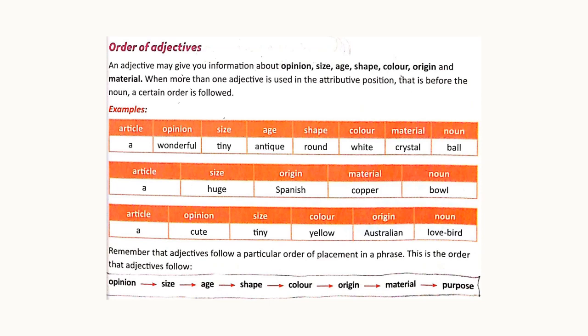For example, see the chart. A wonderful, tiny, antique, round, white crystal ball. So first is placed A, that is article, opinion is wonderful, size is tiny, age is antique, shape is round, color is white, crystal is material, and at last noun. Again, the third example, a cute tiny yellow Australian lovebird. So here is also first article, opinion, size, color, origin, noun. This is the order of adjectives.